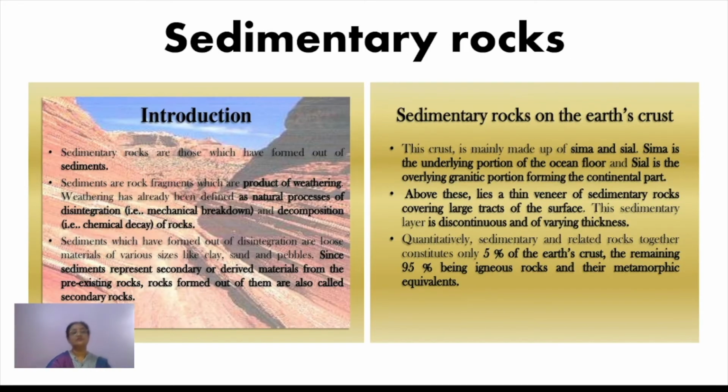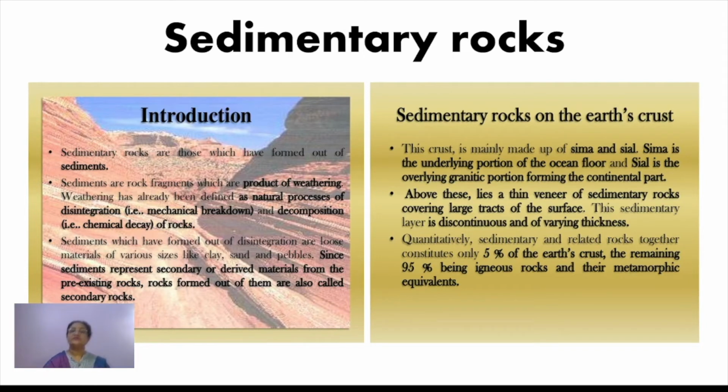Okay, now come to the meaning of it and how these are formed. First of all, sedimentary rocks are those which are formed out of sediments, right? Number two, sediments are rock fragments which are a product of weathering. Weathering has already been defined as natural processes of disintegration and decomposition of rocks. After weathering, these particles are taken away by agents and deposited somewhere else. This results in the formation of sedimentary rocks, right?